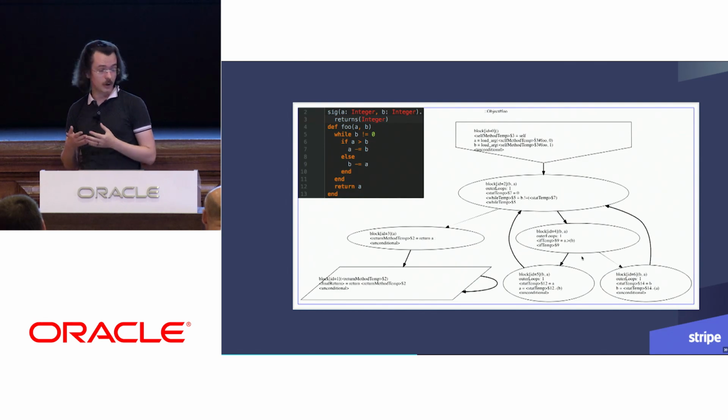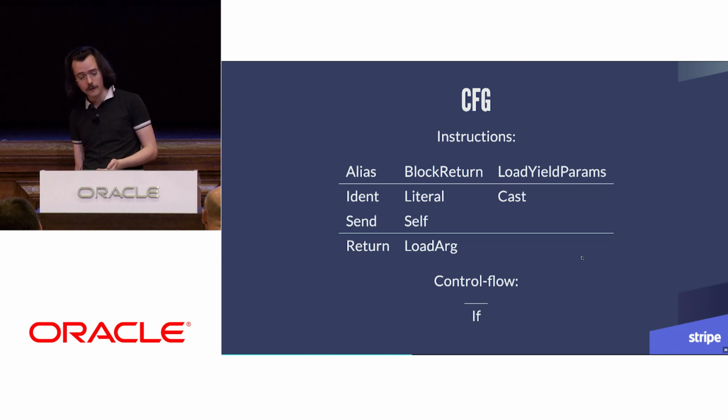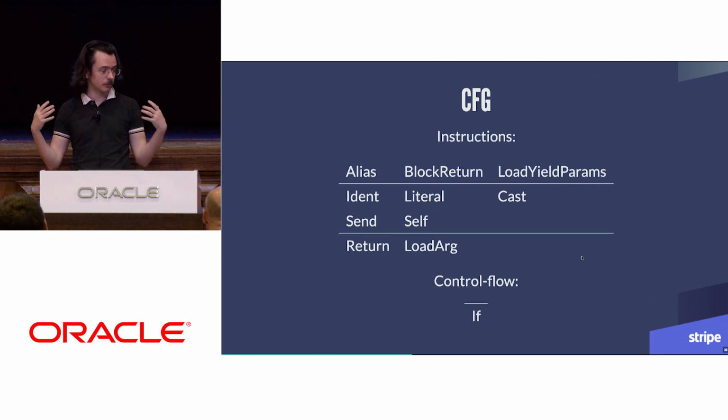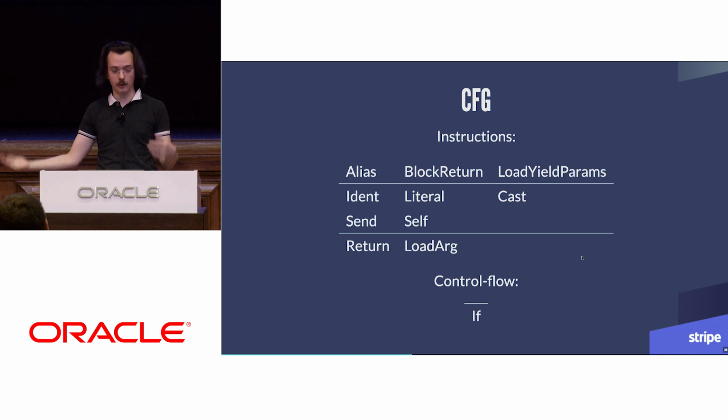You do this with all the control flow, and you end up with a very simple way to model a program. You have only a few instructions, which are effectively: are you referring to a local variable? Are you making a method call? Are you referring to a constant? Do you have a typecast? Are you loading a function argument? Are you looking at an argument of a lambda?